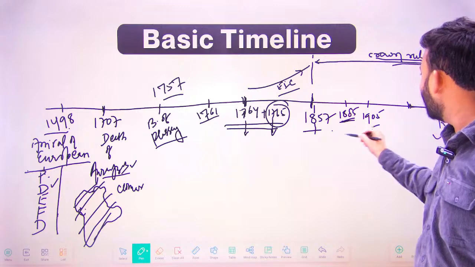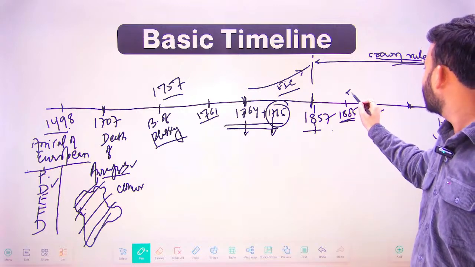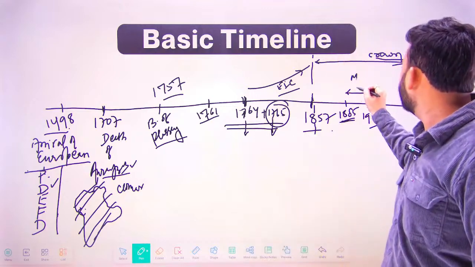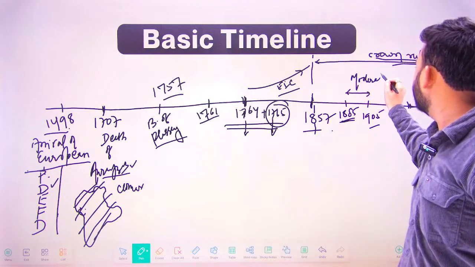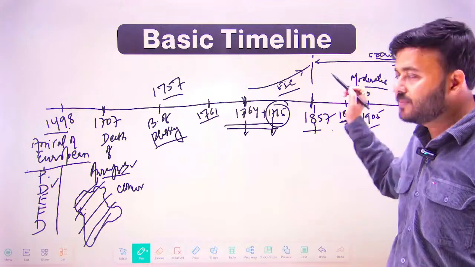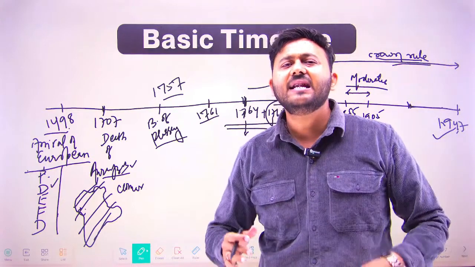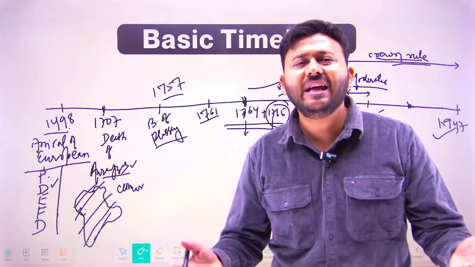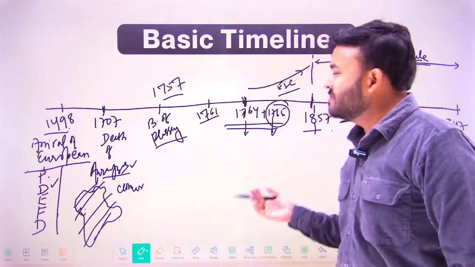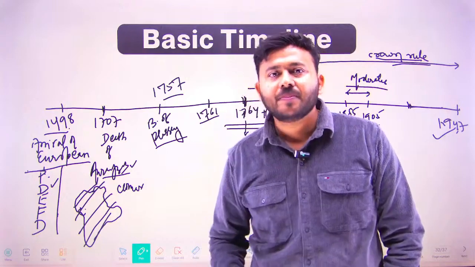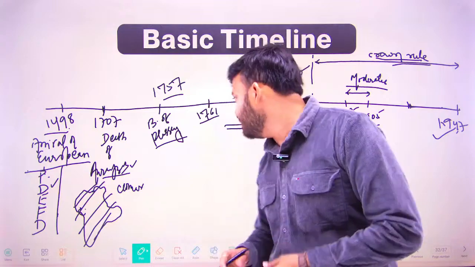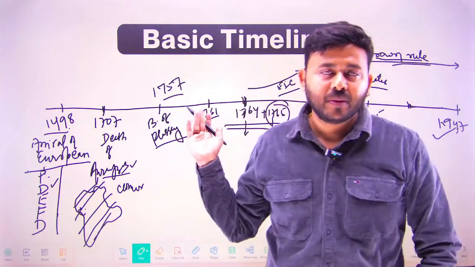1905. Why 1905? Because this was a period of moderates. When I talk of moderates, I'll be talking in detail, but right now it is a liberal party, liberal concessions, a liberal pleading. So basically presenting their demand and getting whatever is possible under the ambit of the Britishers.